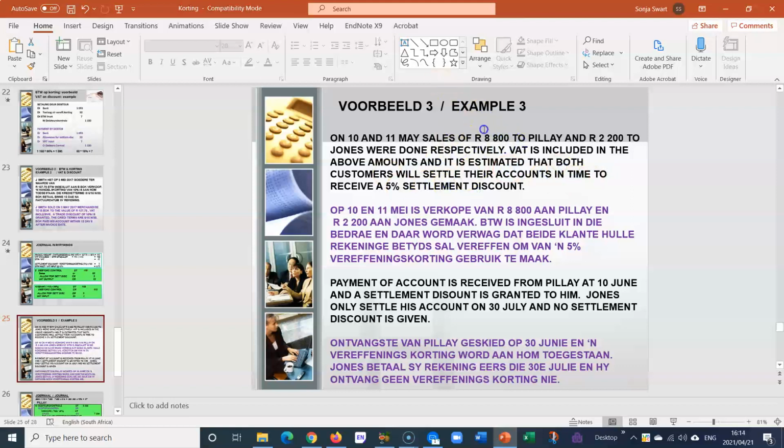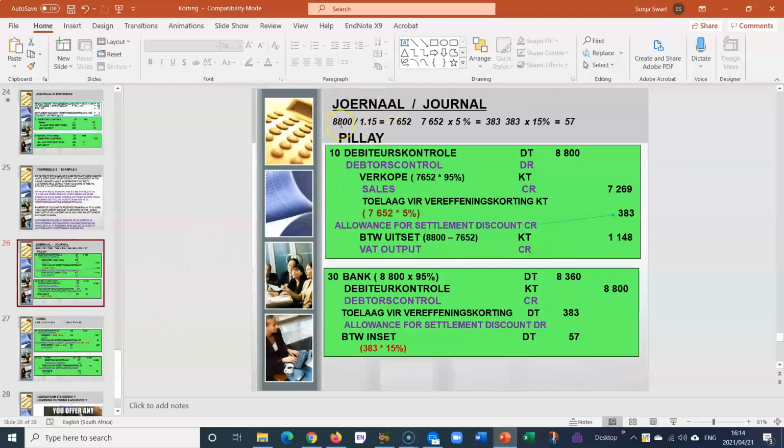Let's take Pillay. Pillay 8,800 Rand, it's VAT inclusive. We expect them to receive a 5% settlement discount. So number 1 is determine the invoice price, 8,800, and we take it to debtors control, 8,800. Take out the VAT. So 7,652 is the VAT exclusive price. That times 15% gives me the VAT which was included in the invoice, so 8,800 less 7,652. That will go to VAT output. There it is, 1,148.